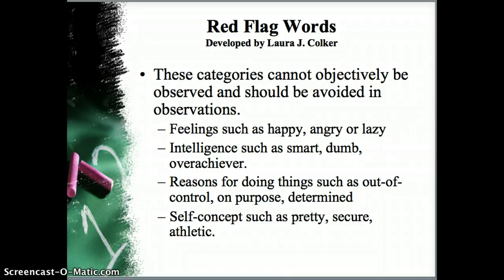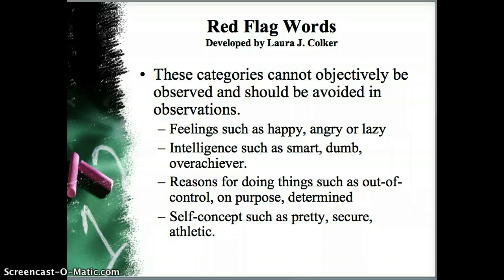Another area we want to avoid is intelligence, such as dumb, smart, overachiever. These are general behavior things, not specific. So if you say a child is very smart, they might be doing well in the path game, but maybe they don't recognize their letters. So we want to be specific at what they can do and not make generalizations.